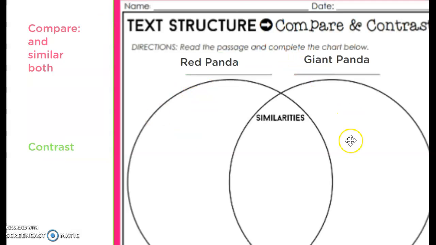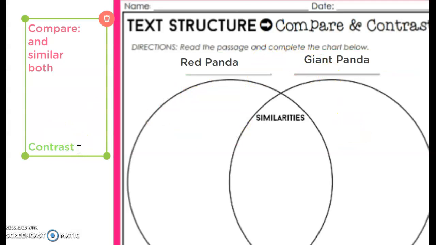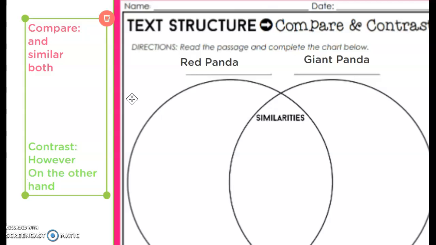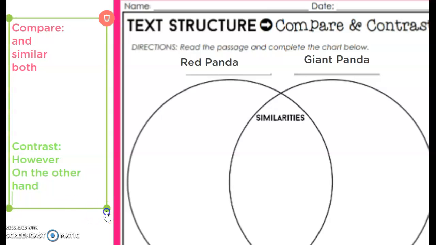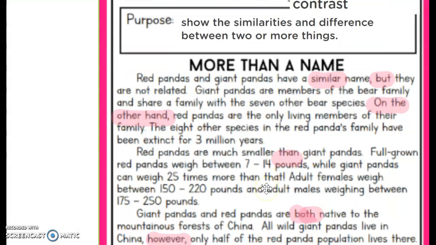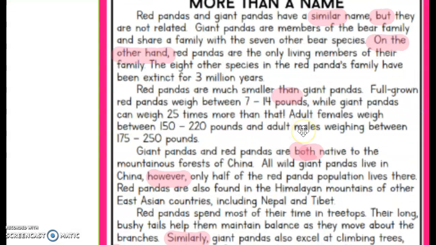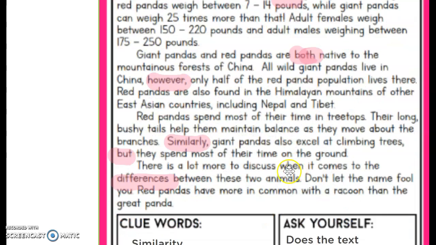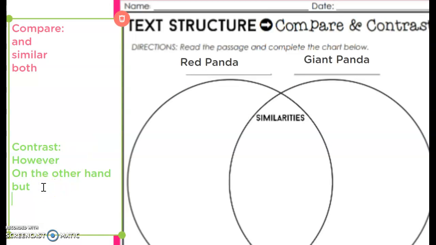Now when we are contrasting, remember that's saying how they are different. We can use words like however, on the other hand. Now you don't have to write these out because I will leave them on here for you. So we have however, on the other hand, but. Let's go back and see if we see any of these in our text. I see but right here. On the other hand, however, I also see differences. I'm going to add that to my list too. And differences.